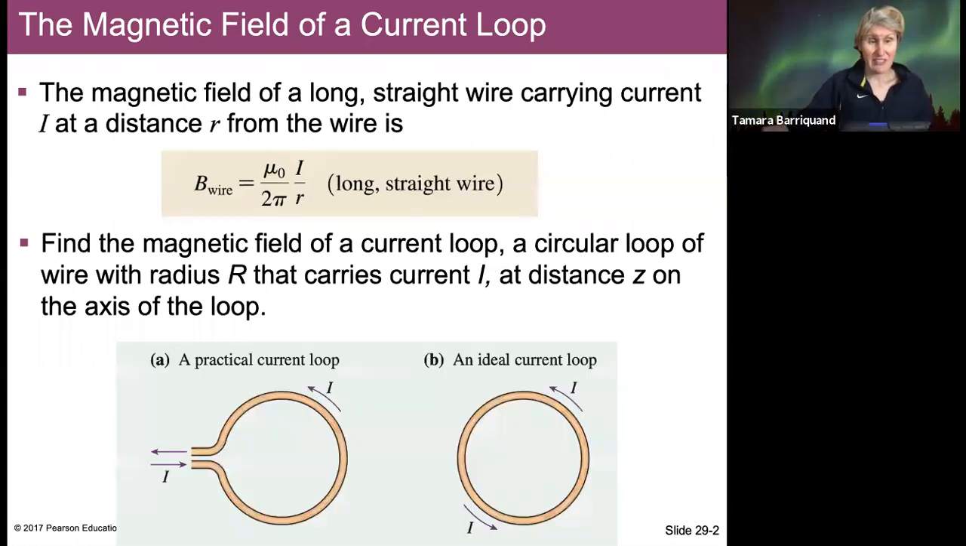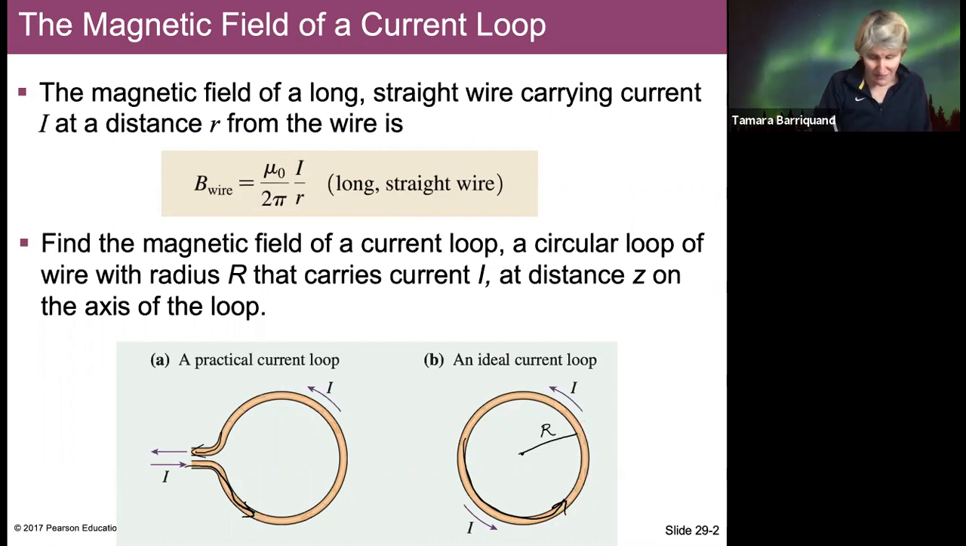So first we look here and we see that we have a practical current loop. In reality, if we're going to have a current loop, that means that it must be connected to something. So it must have a place where you can get a current generated that's coming in from one end, and then it, of course, will have to connect out on the other side as well. But we are going to consider this to be just an ideal current loop where we have a continuous wire with a current going around our continuous wire. And this loop has a radius capital R.